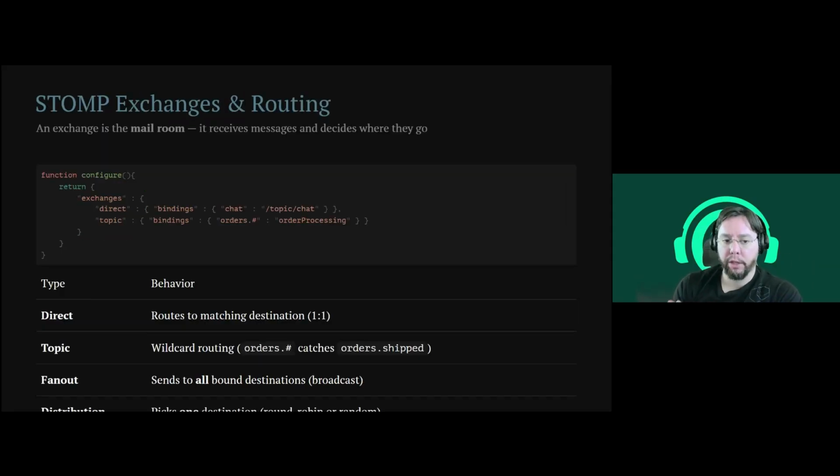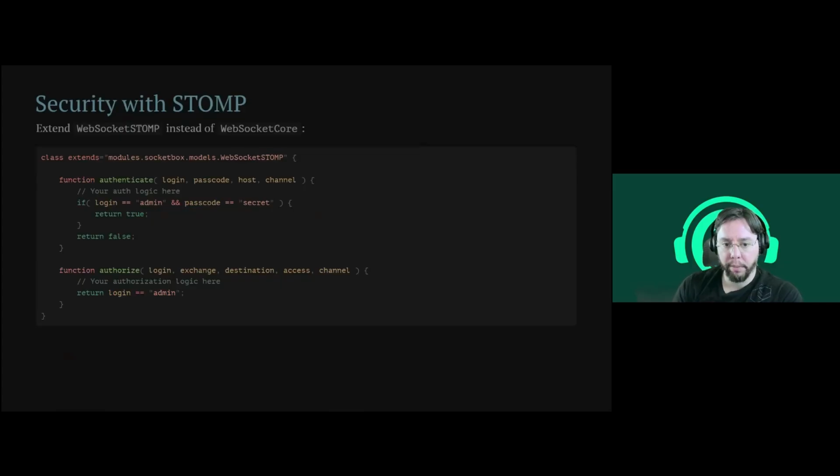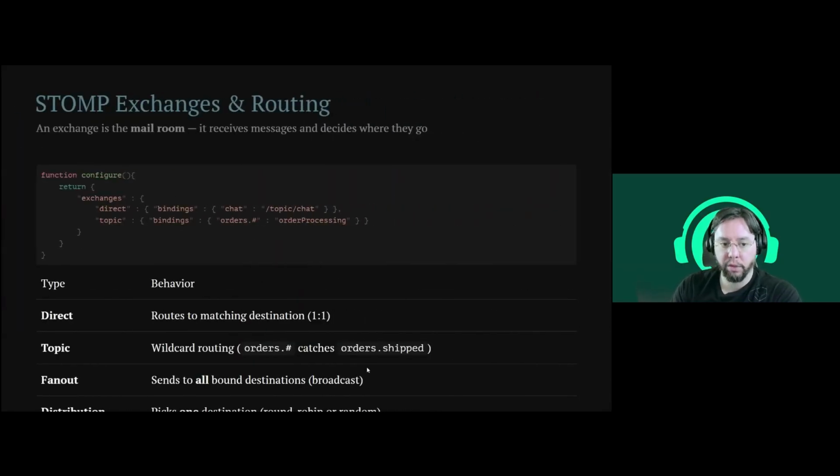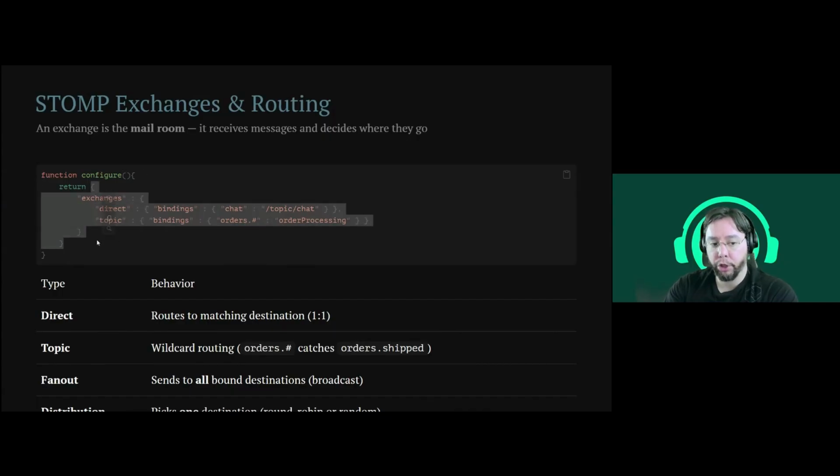Another function I want to draw attention to, when you're extending this WebSocket STOMP class, you'll get authenticate and authorize, but you'll also have access to something called configure. When you override this function, you can provide a configuration struct that tells your STOMP broker how to behave. There's a lot of configuration that you can put into this. I'm only going to draw your attention to it, and I'm going to tell you about exchanges. If you want to know more about this, I would encourage you to read the blog post, as well as to go and read the SocketBox documentation where it actually covers this. You can find that on ForgeBox.